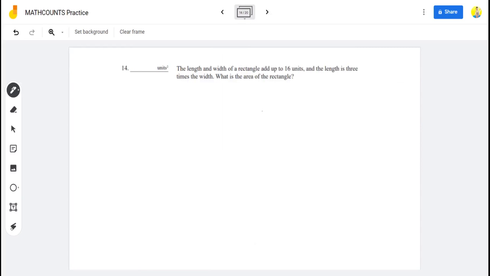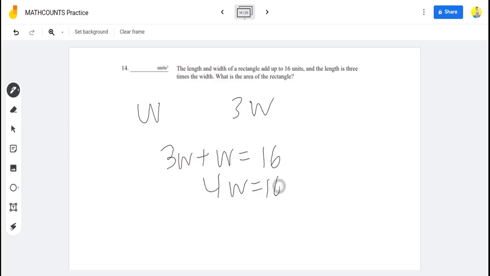The length and width of a rectangle add up to 16 units. The length is 3 times the width. What is the area of the rectangle? So the width is W, the length is 3W. So 3W plus W equals 16. 4W equals 16. W equals 4.